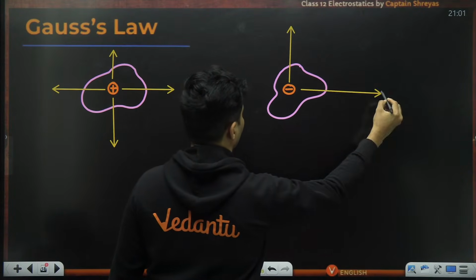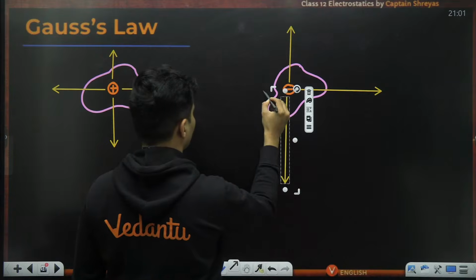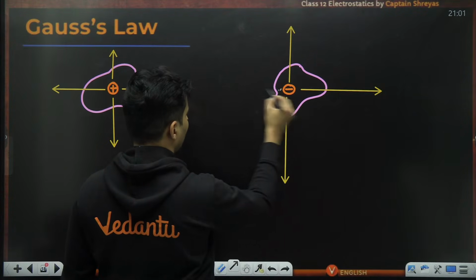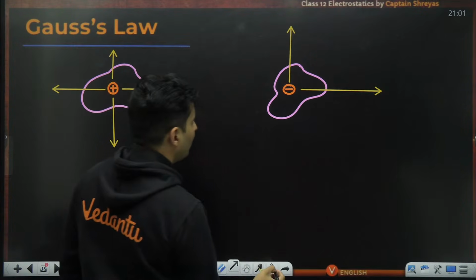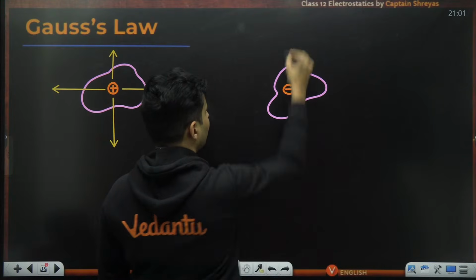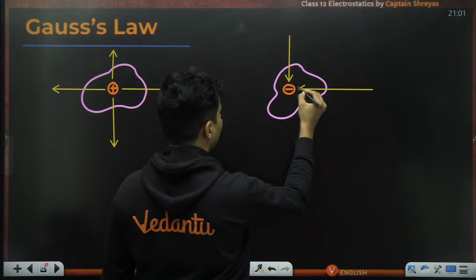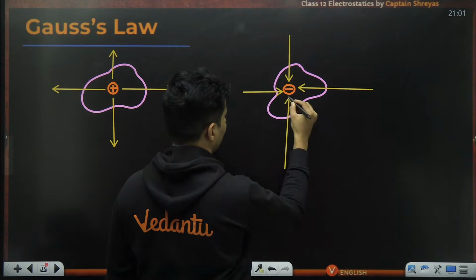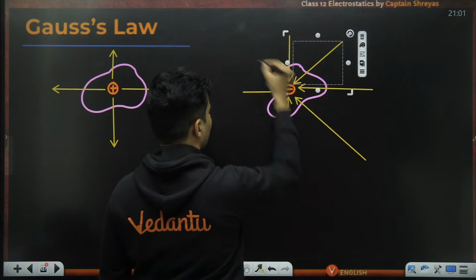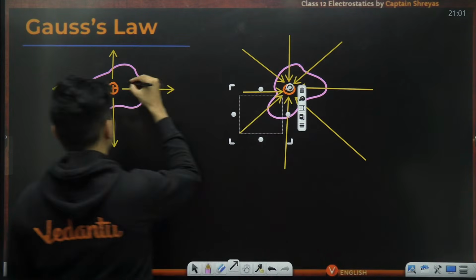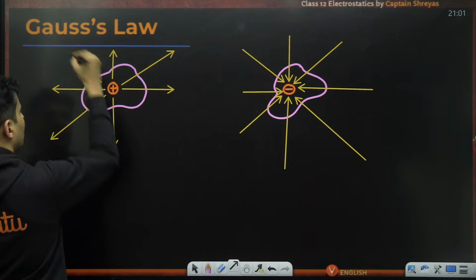Second, radially outwards like this. Oh, sorry. But for negative charge, it is radially inwards. My bad. For negative charge, it will be radially inwards like this. Only for a positive charge, it is radially outwards.